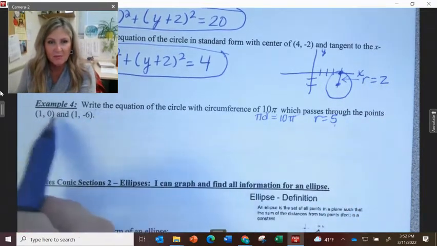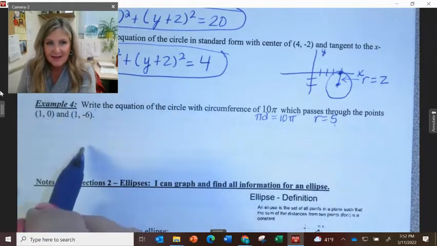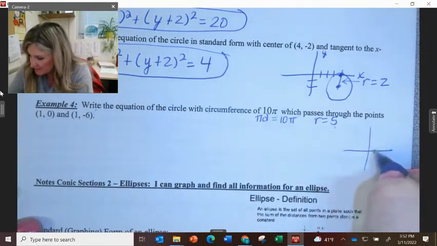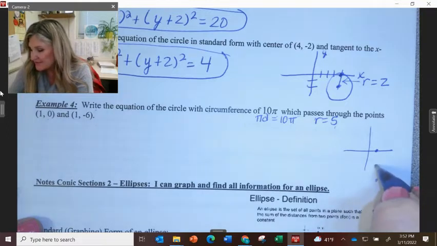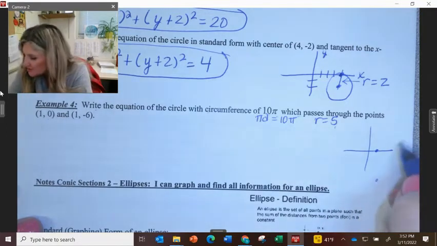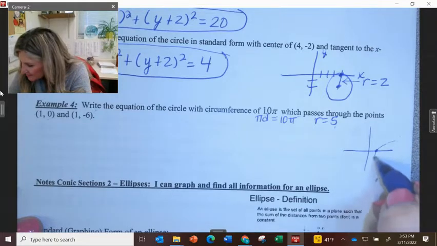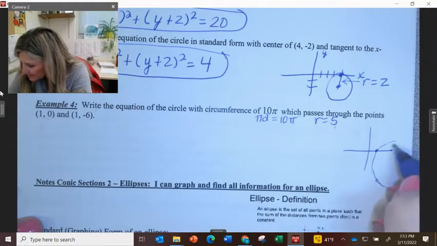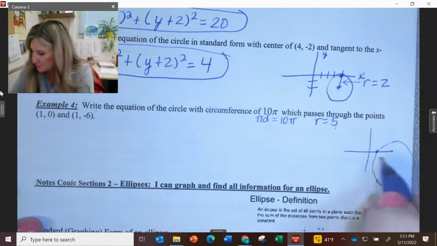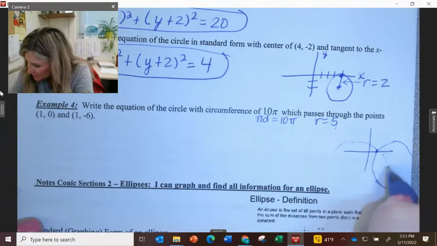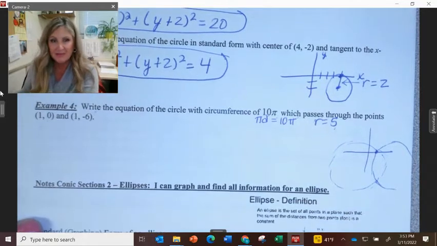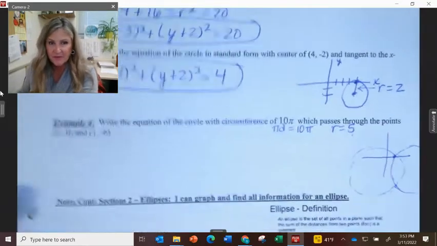We know a couple of points on our circle. Now, these points are at 1, 0 and at 1, -6. We do not know that the center is right in the middle of that, because this circle could go like this. It just has to pass through those points. Or it could also go like this. There's actually going to be 2 circles that can meet this requirement of having that radius of 5 and passing through those 2 points. We'll see what we can do with it.